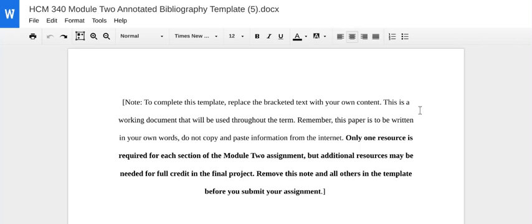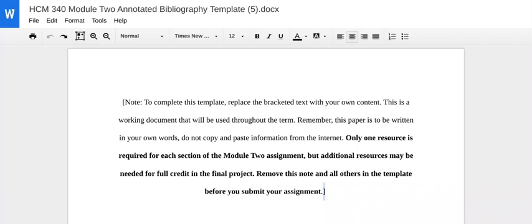It also has some basic information at the start, which says that you're going to replace bracketed text with your own content. Brackets are these things that look sort of like parentheses that have been straightened out. In this case, you're being told that the paper is to be written in your own words. Don't copy and paste information from the internet. And only one resource is required for each section of this assignment, but you may use additional resources for full credit in the final project, and that's because you're going to be writing other papers.